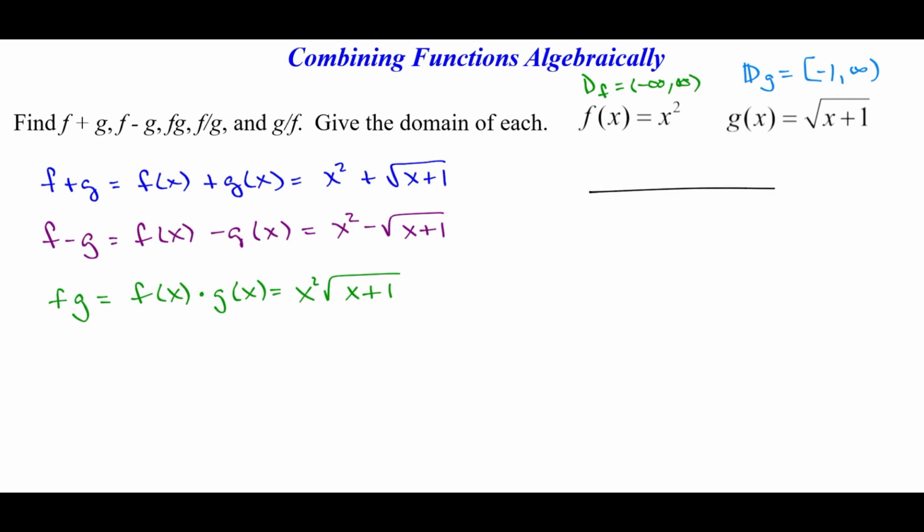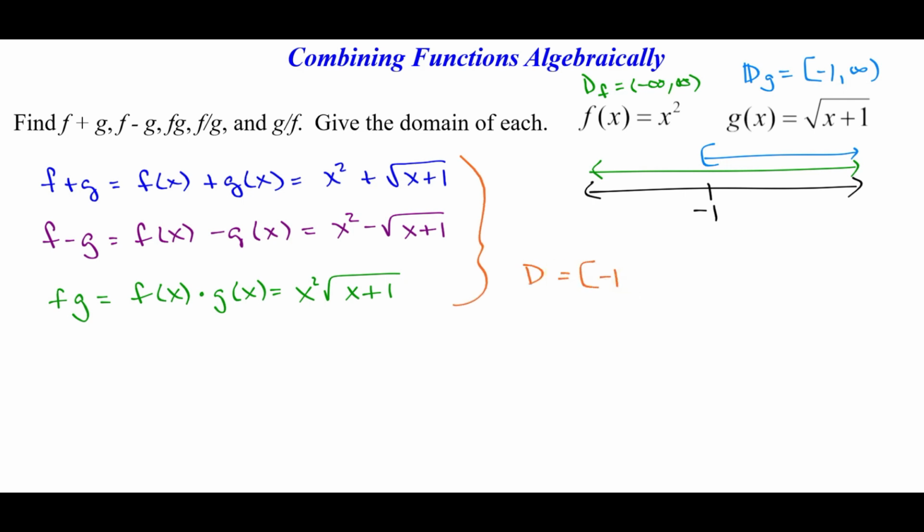So if we think of that visually, the f function is everything along the number line. The g function is this section of the number line, so what part of the number line is contained both in the light blue section and the green section. So for all of these, my domain is going to be -1 to infinity.